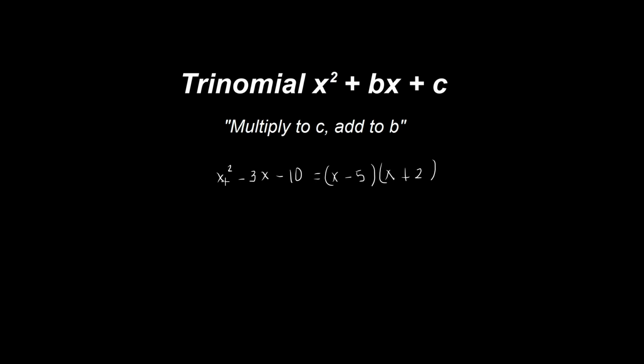Negative 5 times positive 2 must be negative 10, and negative 5 plus 2 must be negative 3. And of course, you can check your answer by coming back to your trinomial by distributing this factored expression. So x times x is x squared, x times positive 2, positive 2x, negative 5 times x would be negative 5x, and negative 5 times positive 2 would be negative 10. And if we combine like terms, 2x minus 5x, that's negative 3x, and we keep the constant negative 10 at the end.